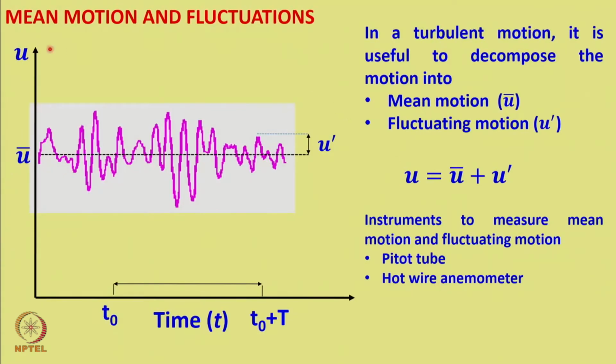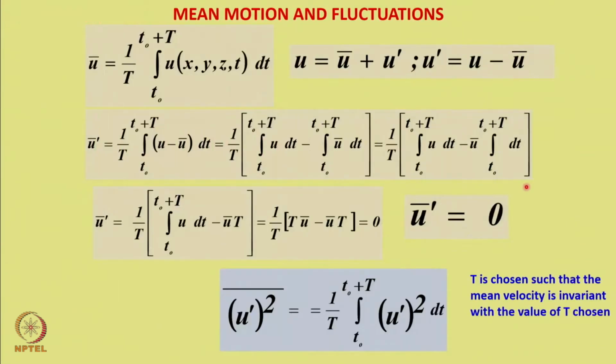So then we decomposed the motion into mean motion and the fluctuating motion, that is u equal to u bar plus u prime, and u bar definition is 1 by T integral of u dt within the limits t0 to t0 plus T, and we found that u prime bar is equal to 0, so it doesn't help us. So to quantify the fluctuating component, we squared it and then averaged it, that is u prime squared bar. It is kind of standard deviation if I have to tell you.